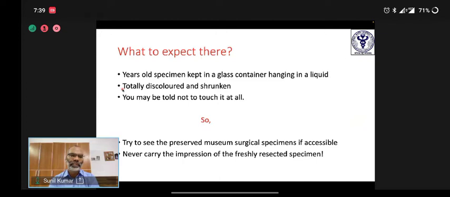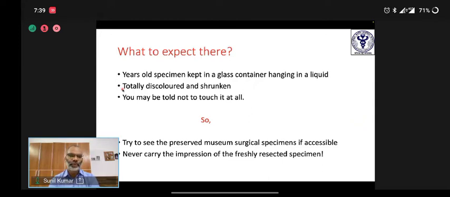The reason is that most of these specimens are years old, brought from the museum. They are kept in a glass container containing some liquid. They will be hanging in some liquid. That's what you will be seeing. And if the host examiners are not very considerate, they may throw you a totally discolored or shrunken kind of specimen. So it may sometimes become difficult to identify whether this is a cut section of liver or a cut section of lung, because both are shrunken and solid.